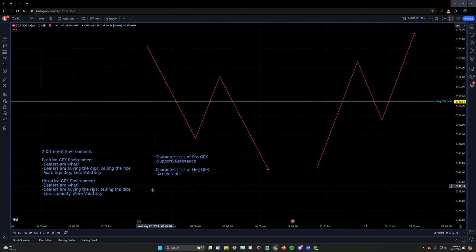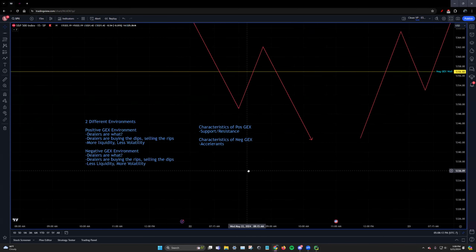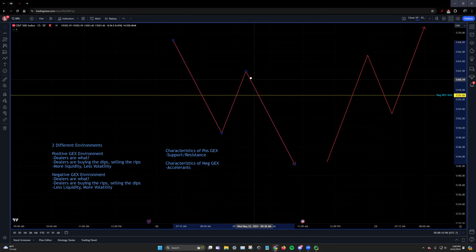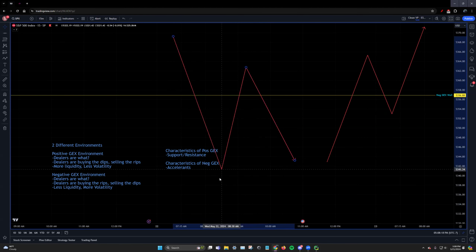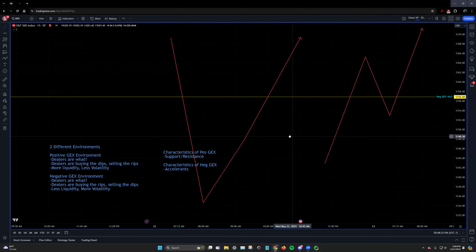On top of that, within negative GEX environments, as we talked about, less liquidity, more volatility, you're prone to what we call V-shaped recoveries. So let's say the market goes all the way down and we kind of chop. You're prone to V-shaped recoveries through neg GEX levels.